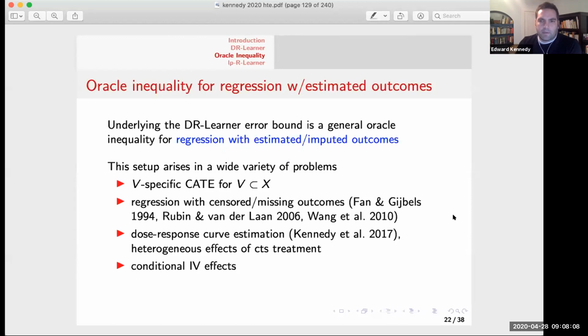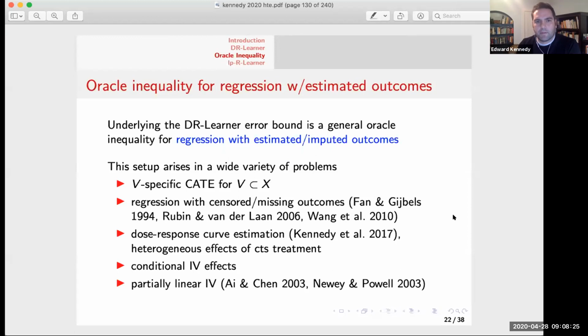Estimating the dose response curve for a continuous treatment or heterogeneous effects of continuous treatments. These also can be framed as this sort of nonparametric regression problem when you have an unknown outcome. Conditional IV effects, partially linear IV. So lots of problems have the same structure.